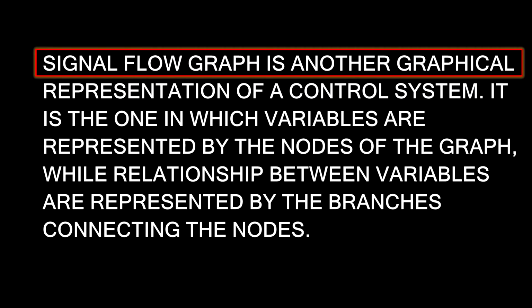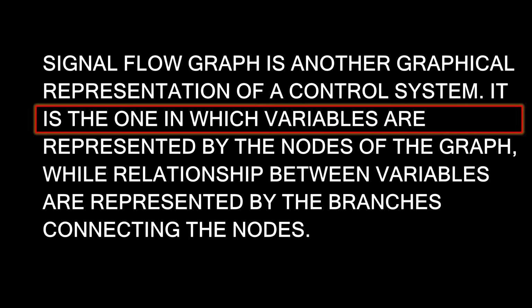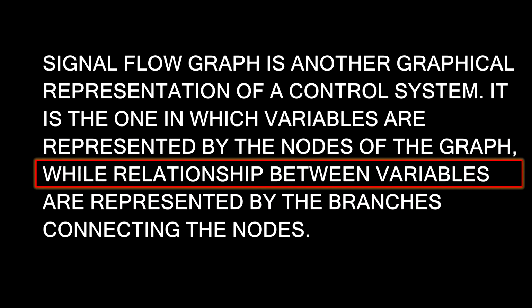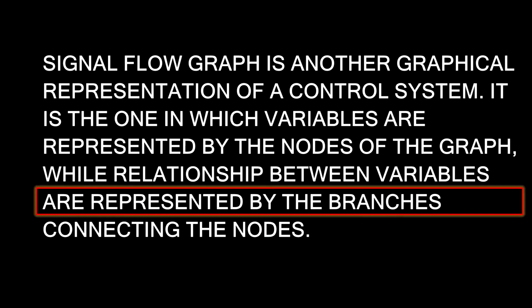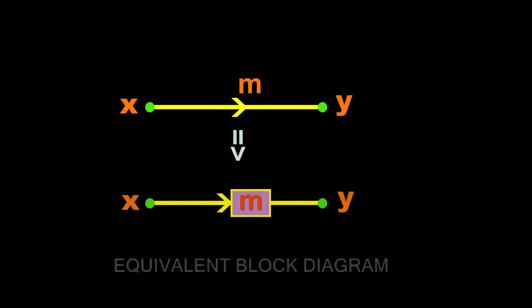A signal flow graph is another graphical representation of a control system. It is one in which variables are represented by the nodes of the graph, while the relationships between the variables are represented by the branches connecting the nodes. For example, the signal flow graph representation for the equation y equals mx will be this, and its equivalent block diagram representation is this.